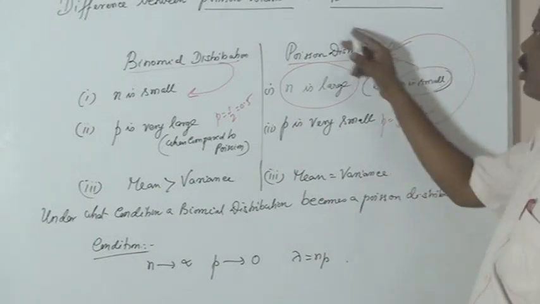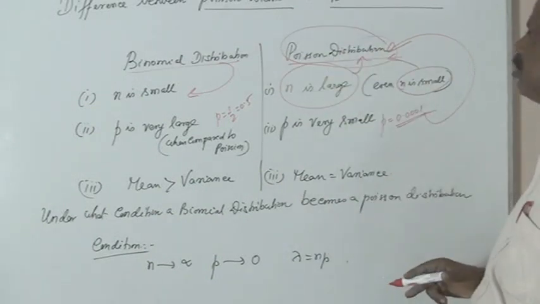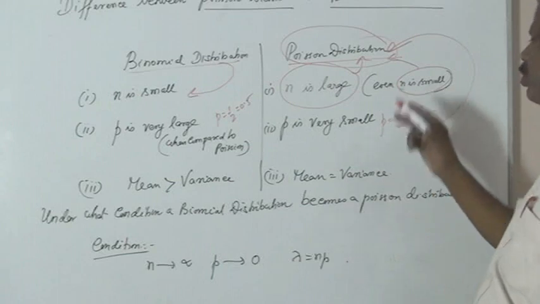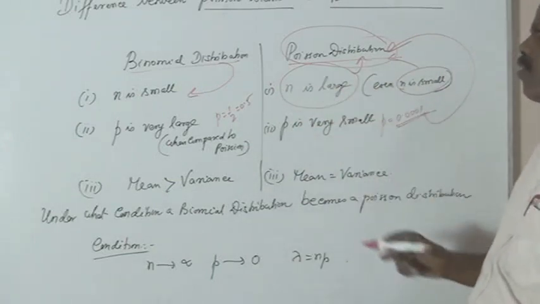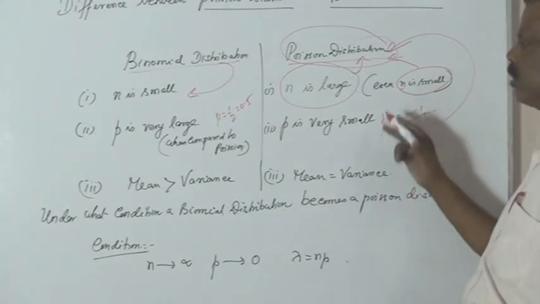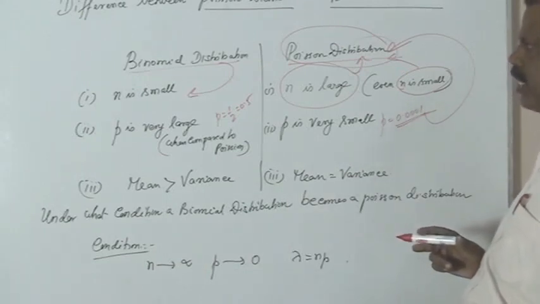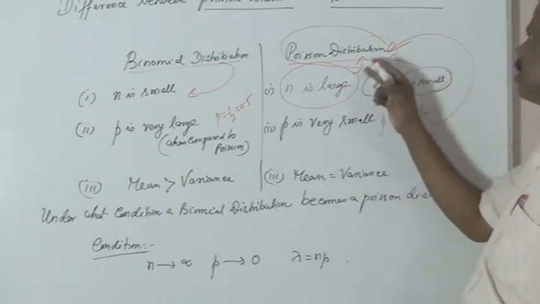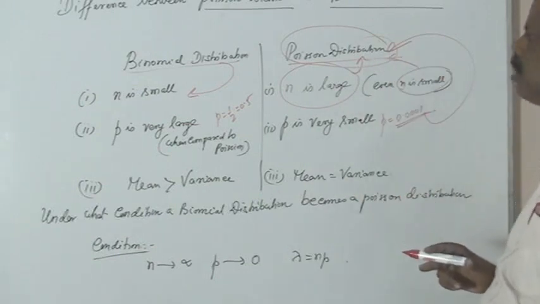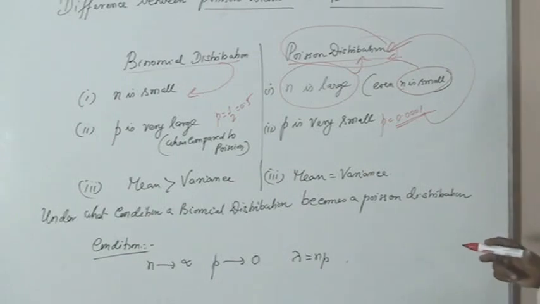So Poisson distribution is a very simple distribution. For easy calculation we can use it rather than binomial distribution. There we have to calculate nCr, etc. So there is no need of calculating nCr value here. So even when p is small and n is large, this is the best distribution we can use for calculating the probability value.